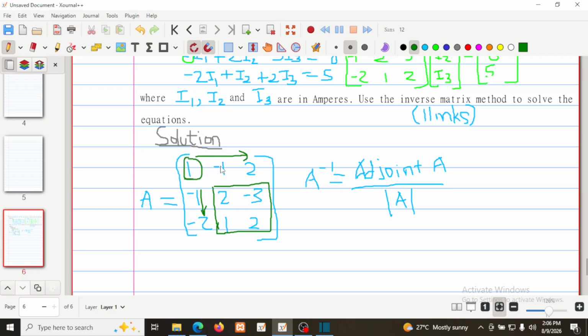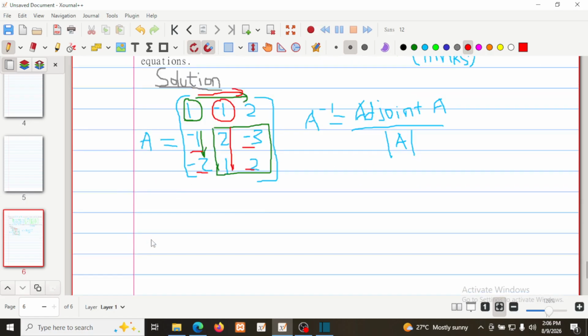Then for negative 1 we block out the row and the column concerned with it. If I illustrate using red, we block out this row and its column, take the remaining elements to form a 2 by 2 matrix, then find the determinant and replace the element. So like that. Let's first determine the determinant of this matrix.